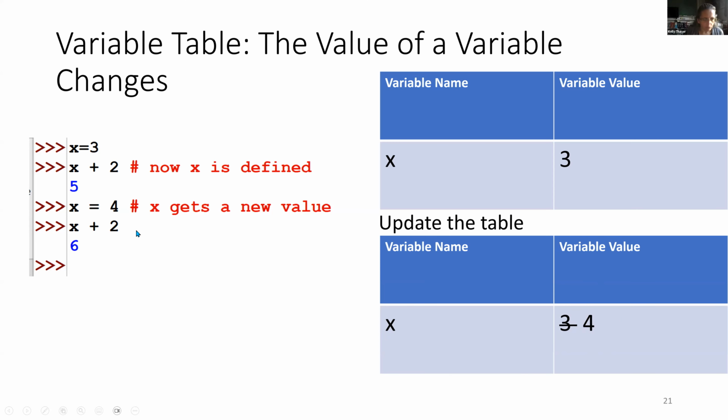And then when we do x plus 2, Python will go to the variable table and say, what's the value of x? Oh, it's 4. And so then it will substitute 4 in and we get x plus 2 now being equal to 6, as opposed to the 5 it was equal to above, because the value of x was different.